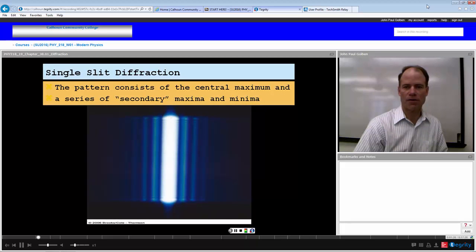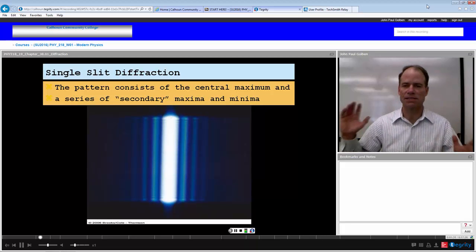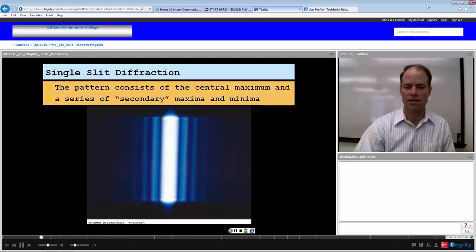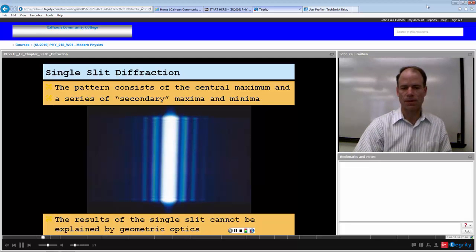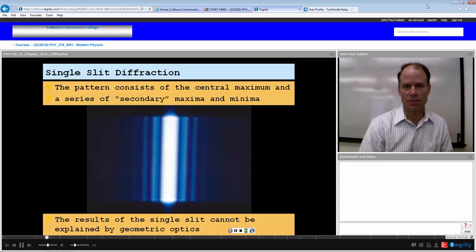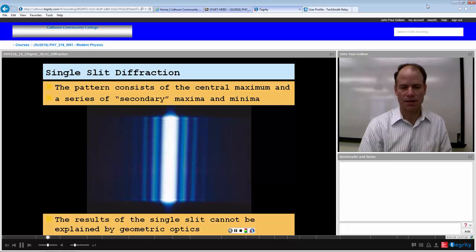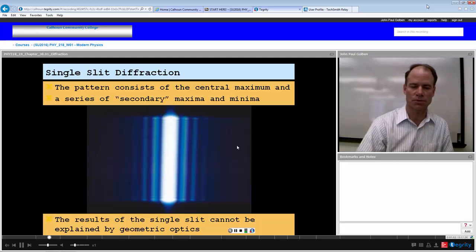Here's a diffraction pattern. It consists of a central maximum and secondary maxima and minima on either side of that wide central maximum. These results, where you see this kind of interference pattern from a single slit diffraction, can only be explained by the wave nature of light and not by geometric optics where you have rays projecting through the slit.